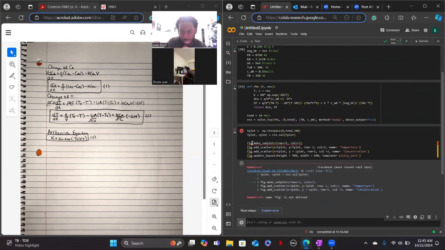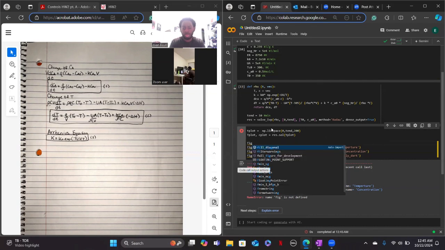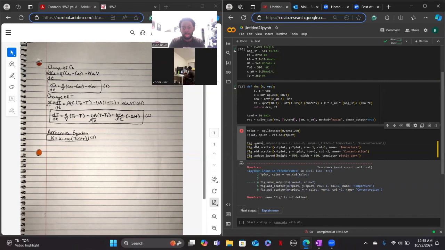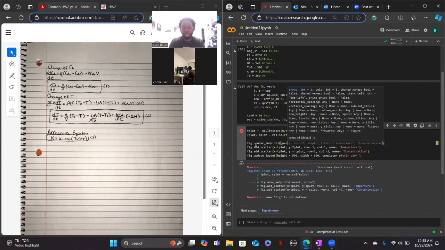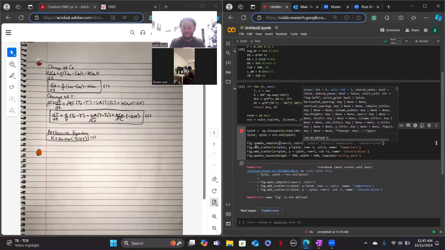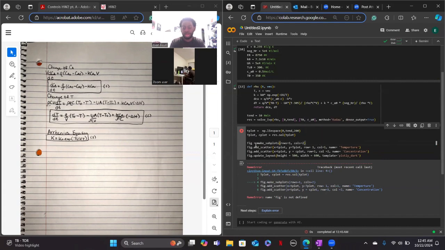Fig is not defined. This is why I'm making subplots, though, right? What? Fig. Oh yeah. Fig is equal to make subplots. That's why. Thank you. Okay. That's why, I forgot to put the equal sign. Okay. I think we should be good now. In columns equal to 2. And then shift enter.